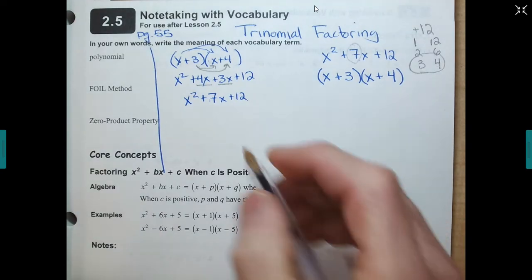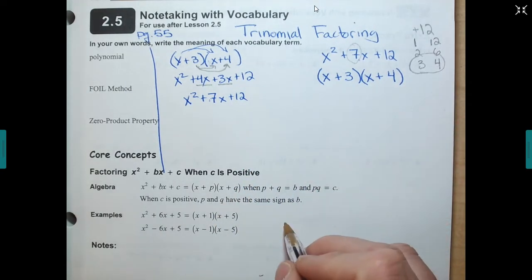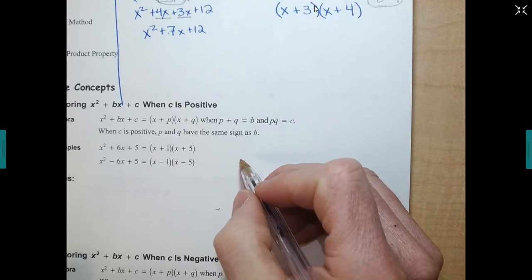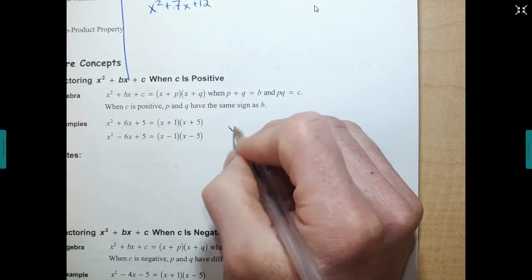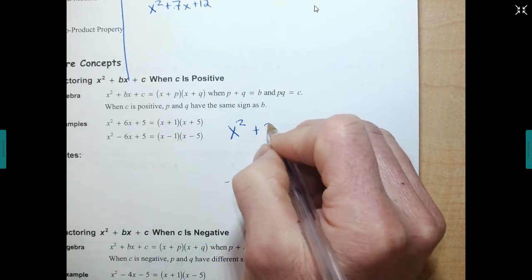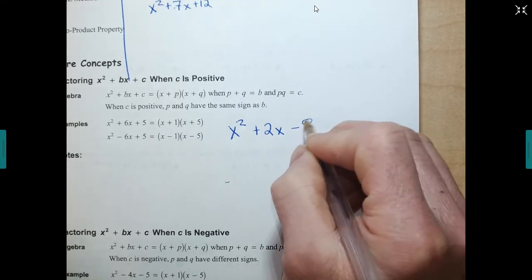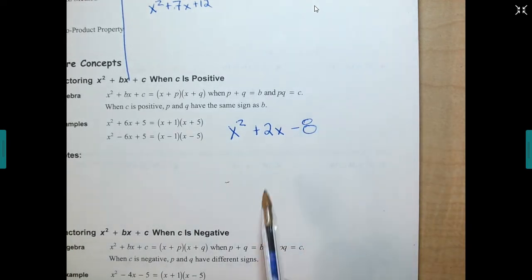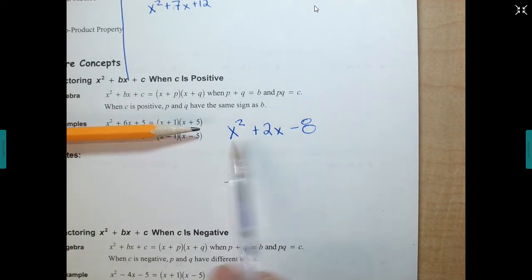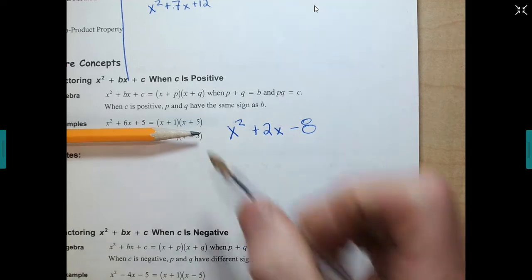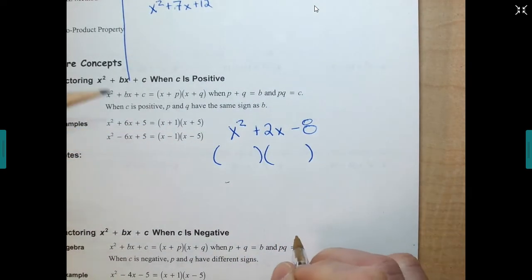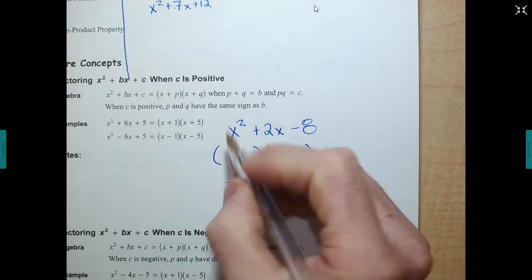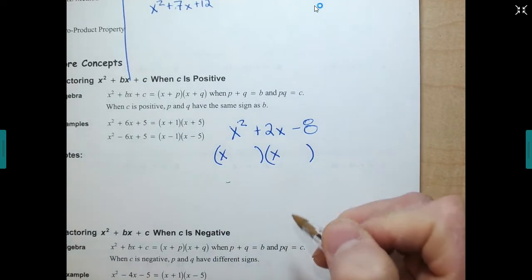Okay, let me show you one more. We'll move down here. I'll give you this example of x squared plus 2x minus 8, and you need to factor that out. I know I'm going to have my two parentheses, and because I need x squared, I know I'm going to have x times x.